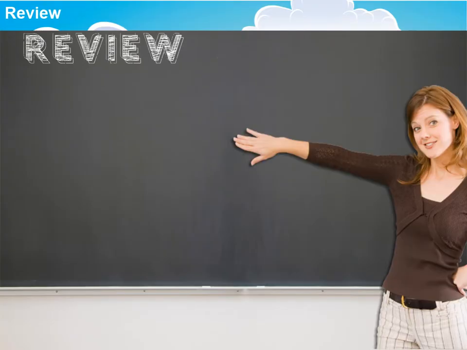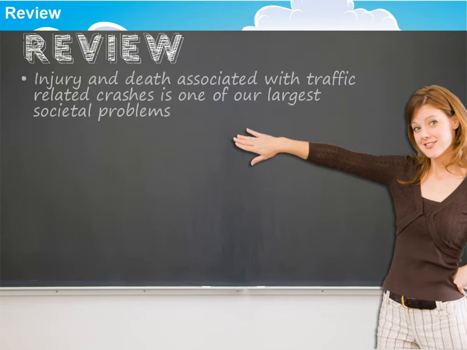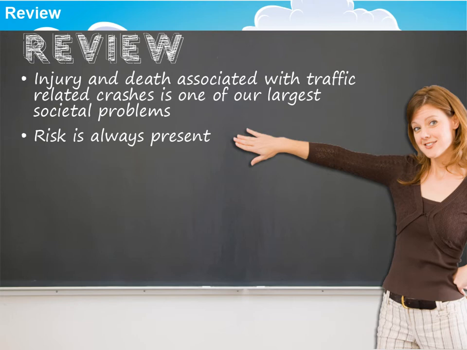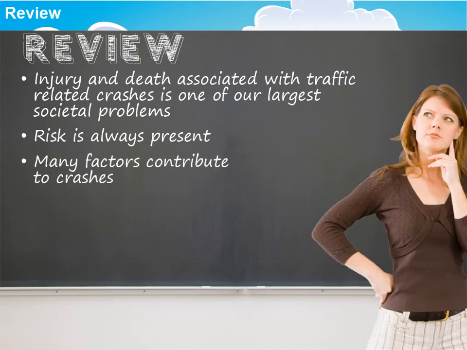Here's a quick review of the key messages in this module. Injury and death associated with traffic-related crashes is one of our largest societal problems. Fatalities related to motor vehicle traffic are the #1 cause of accidental death. In a perfectly safe driving environment, even if the roadway, your vehicle, and you, the driver, are in good condition, every other road user presents an uncertain, unpredictable risk. Many factors contribute to crashes. Crashes are not accidents. They can be avoided.